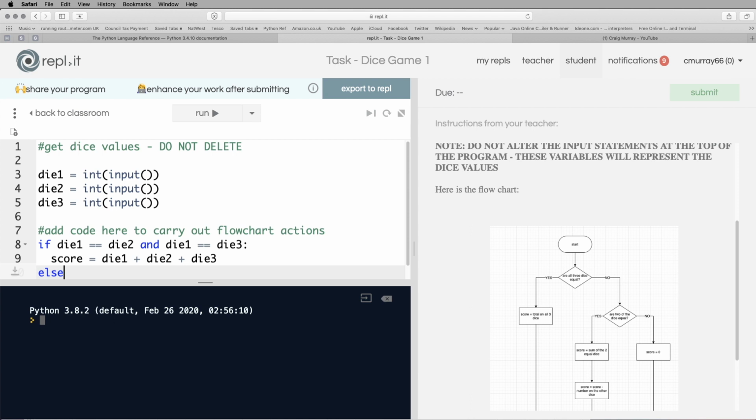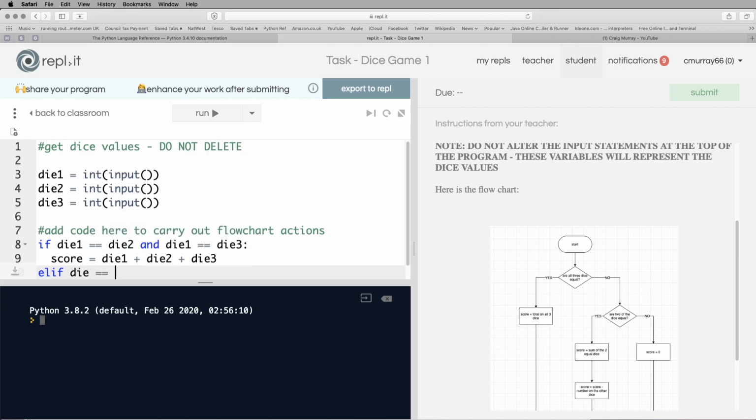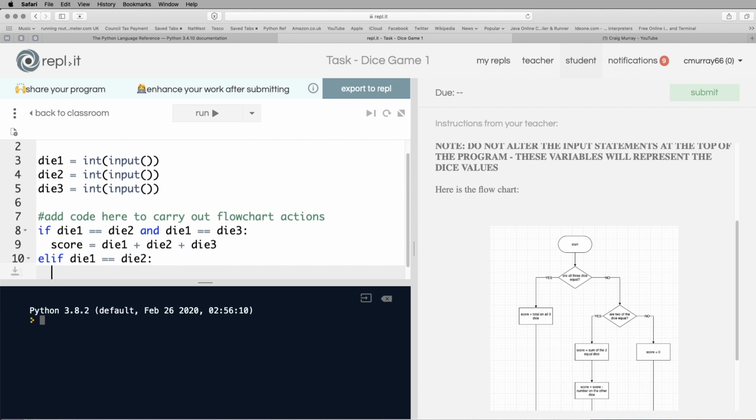Just have a think about that. Else, then it's going to do, no, I'm going to make an ELIF: die 1 is equal to die 2. If it can get to that point, it means that there are only 2 values that are the same. The third one is different. Score is equal to die 1 plus die 2. Again, some people might have said die 1 times 2, fine. Minus die 3.